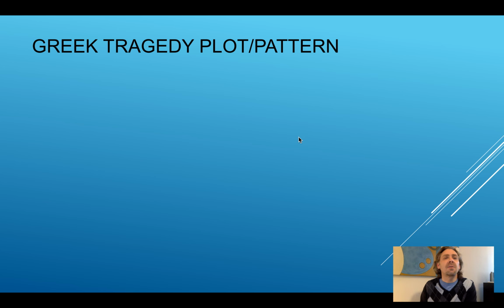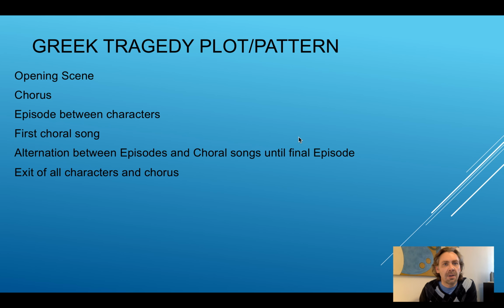Now let's talk about the Greek tragedy plot pattern. Typically, when you look at the play and you break it down to identify the pattern, and you can see this with Antigone, it begins with an opening scene, then the chorus comes into play. Then there's an episode between characters. We would refer to that as being a scene. Then we get the first choral song, so there's actually something that would be sung. And then there is an alternating pattern between episodes and choral songs until we get to the final episode.